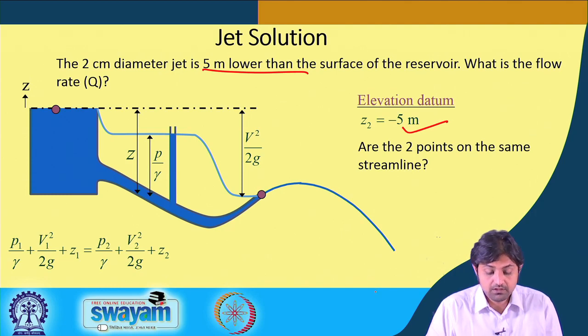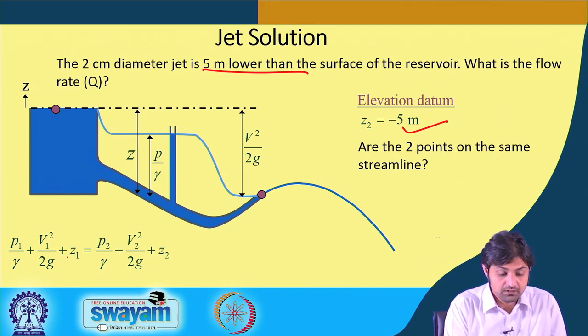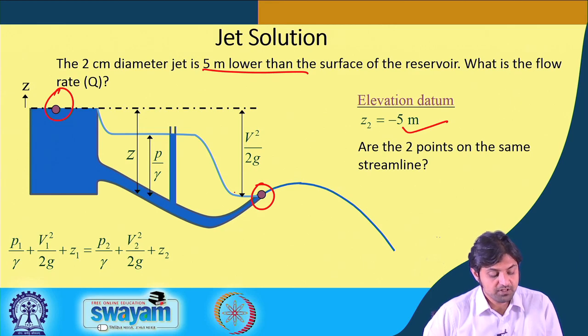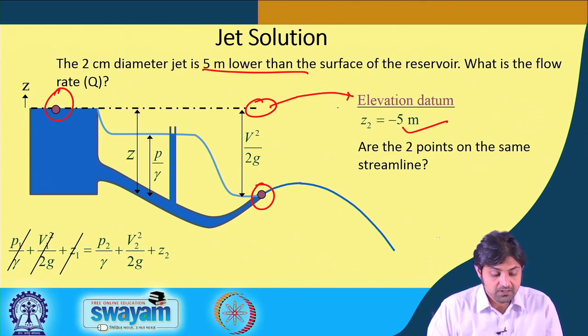Yes. So we can write P1 by gamma plus V1 square by 2g plus Z1 is equal to P2 by gamma plus V2 square by 2g plus Z2. These are the 2 points, just in case you are confused. P1 by gamma will be 0, and there is no velocity, this is at rest, so the velocity is also 0. The datum is also 0, because we have set the elevation datum here. The pressure at 2 will also be 0, atmospheric pressure.